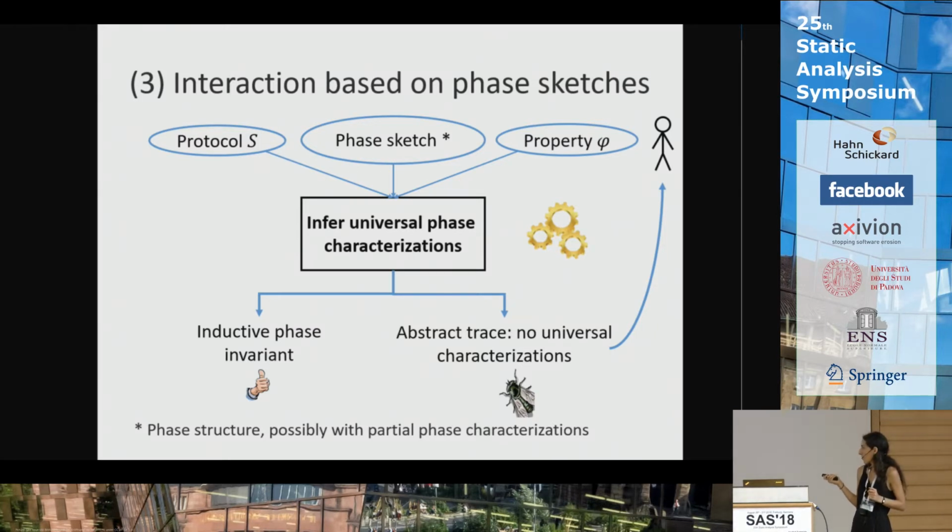If it doesn't, then again, we get some abstract trace, and now we can use this trace in order to understand how we need to fix what we provided to the tool. Maybe we need to change the protocol, maybe the property, and sometimes we need to change the structure. Sometimes we didn't structure the proof correctly, or in a way that is good enough, such that there will be universally quantified characterizations. And so on. So this is, again, a basis for an iterative process.